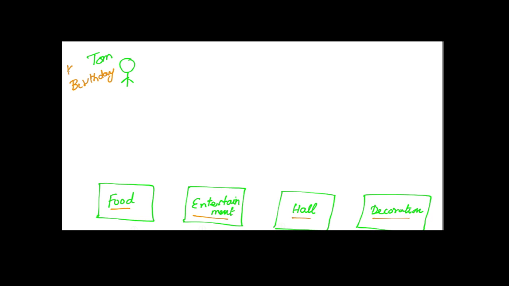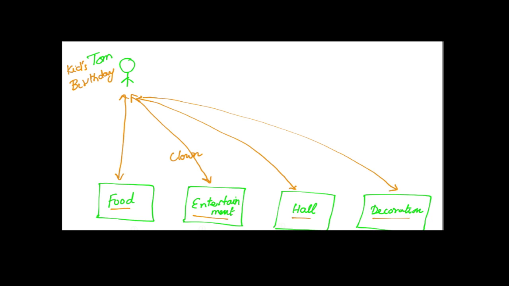So let's say Tom is organizing a birthday party. He may interact with this company to arrange for food. He may interact with this company to arrange for a clown. And he may try to get a venue or a location. And let's say get some decorations, balloons, and so on.